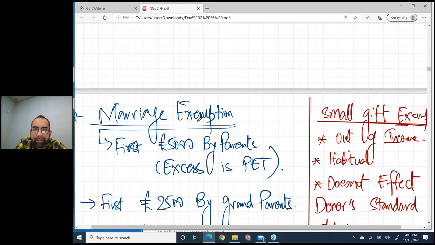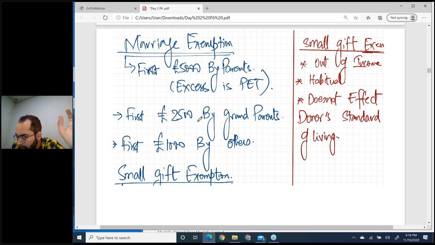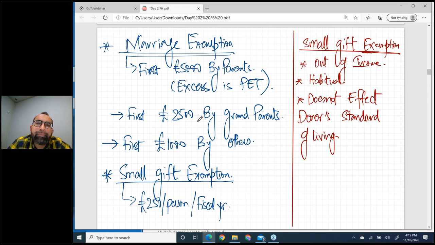Now there are some more exemptions. This is what we call marriage exemption. Obviously, the UK government also studies this, that not all wealth transfer is taxable for IHT, because there are some events like marriage. All parents normally give with their own wish to their sons, daughters, right? That's the time of happiness, so that law is relaxed here. What is marriage exemption? First 5,000 pounds by parents, excess is PAT. At the time of marriage, if mom or dad give separately 5,000 gifts, this first 5,000 is exempt.